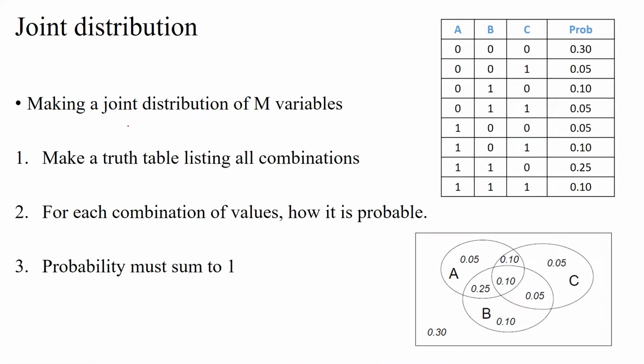The joint distribution, for example: for m number of variables, we make the joint distribution by using the truth table, which lists all the combinations. For each combination of values, what is the probability? When you are calculating the joint distribution, the total probability sum should be 1.